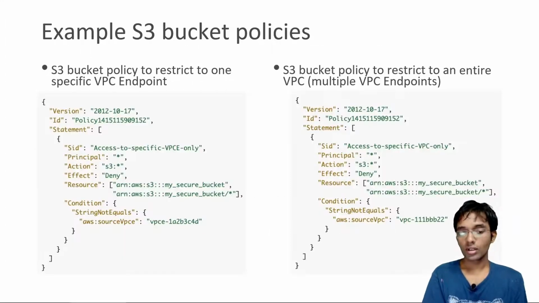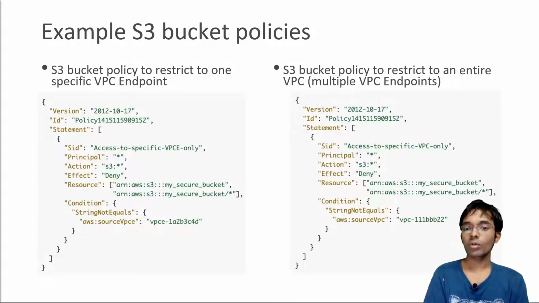So let's have a look through an example for an S3 bucket policy. The S3 bucket policy restricts access to your S3 bucket through only one specific VPC endpoint. So we are saying principal star and action s3:*, and effect is deny anything that doesn't come from the source VPC endpoint that we have specified here: aws:SourceVpce StringNotEquals vpce-1a2b3c4d.